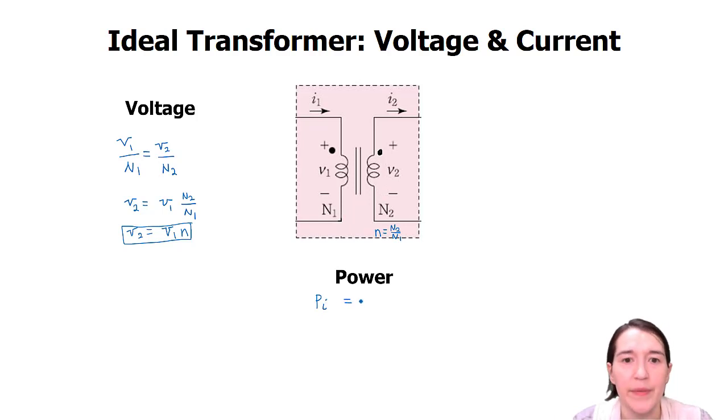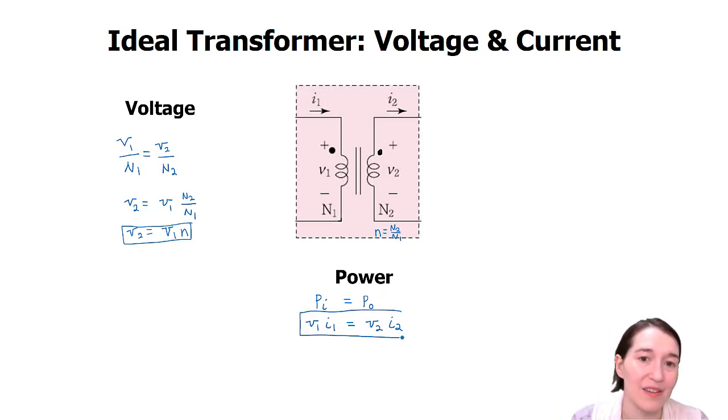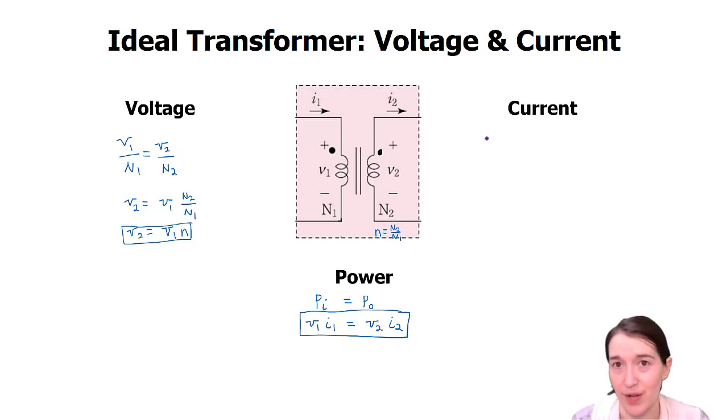Now let's look at the power. So here we have the input and the output power. The instantaneous power must always match in a transformer. So V1 times I1 equals V2 times I2. That always has to be true for an ideal transformer, no exception. And we can use this equation now and derive the current as well.